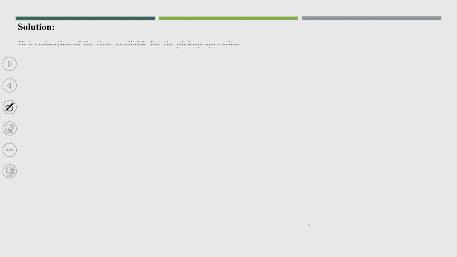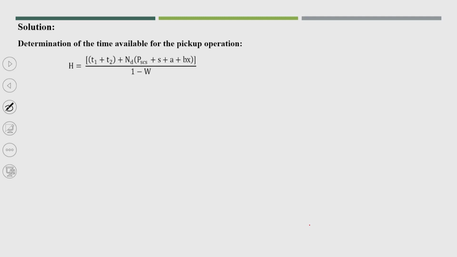So, now we will go for the solution. First we will determine the time available for the pickup location, that is H. By this formula we can calculate, where we know the ND value, but we do not know the PSCS value. From this we can calculate the pickup time for the stationary container system.